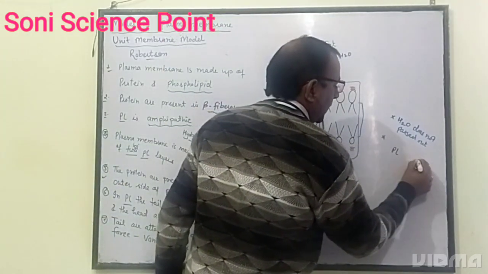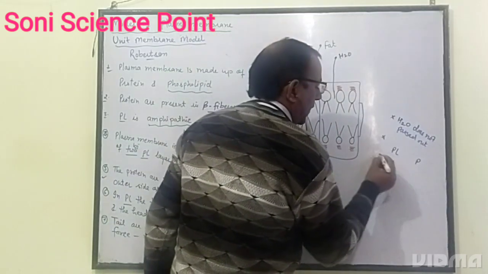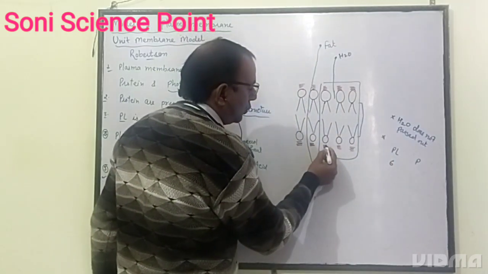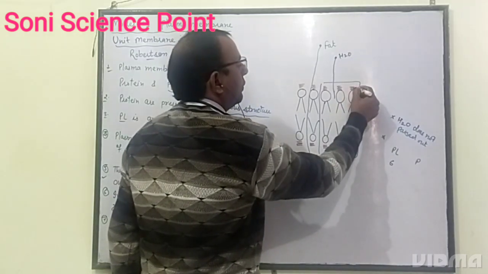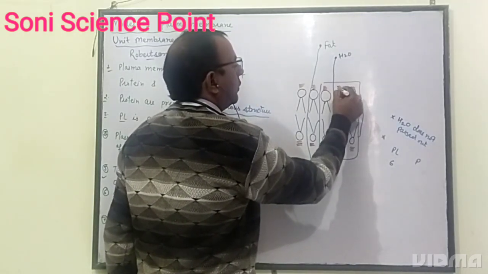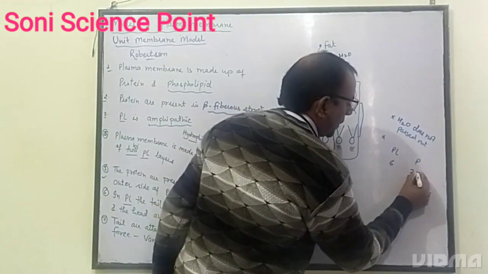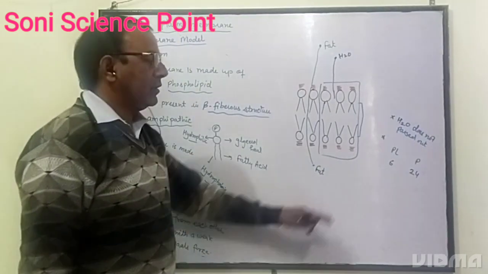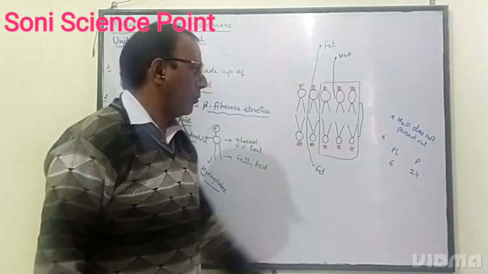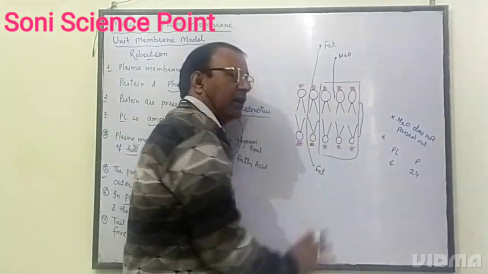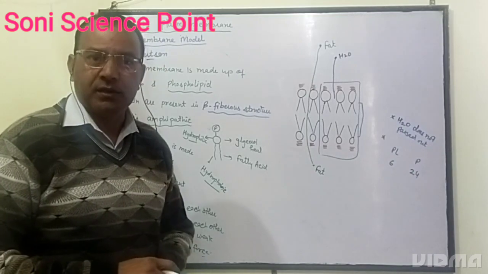The ratio of phospholipid and protein. Phospholipid: 1, 2, 3, 4, 5, 6. And protein fibrous: 1, 2, 3, up to 24. The ratio of phospholipid is 6 and protein is 24. But there is no movement between the fibrous phospholipid and the protein fibrous.